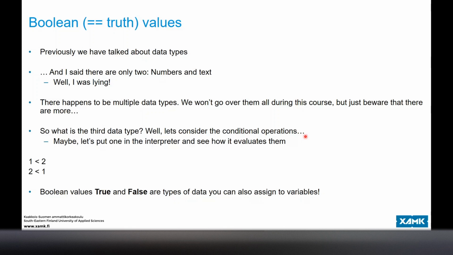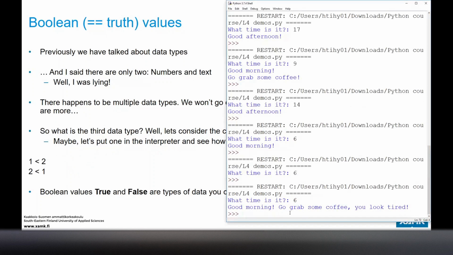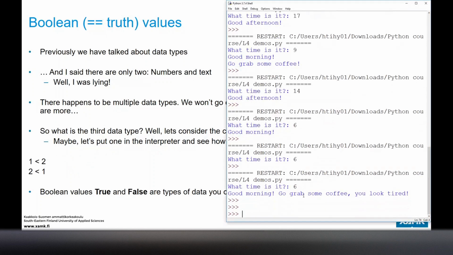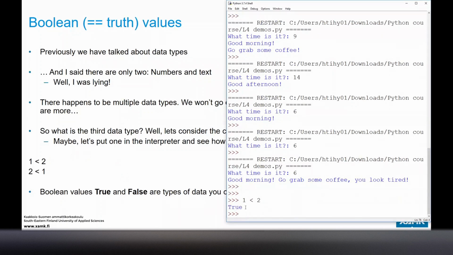So let's consider these conditional operations, something like 1 is smaller than 2, or 2 is smaller than 1. Let's put these in the interpreter and see how they are evaluated, to figure out how this third data type works. I'm just going to pull up the interpreter, not the code editor, because this will give us a result immediately. If I type in 1 smaller than 2 and press enter, the interpreter tells me the answer is true.